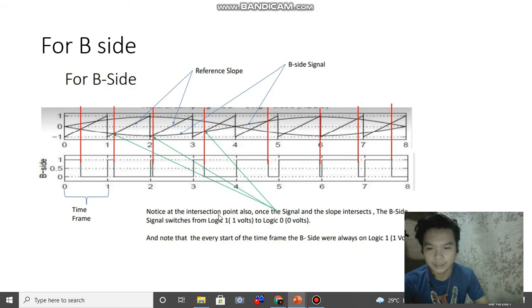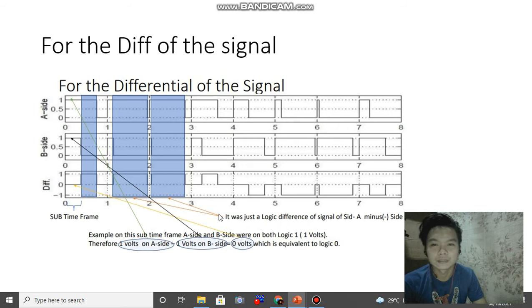Take note guys. So for the differential of the signal, for example, in the sub-time frame where the A side and B side are both logic 1, or 1 volt, therefore 1 volt on the A side minus 1 volt on the B side is equal to 0 volts, which is equivalent to logic 0. So it's easy like that.